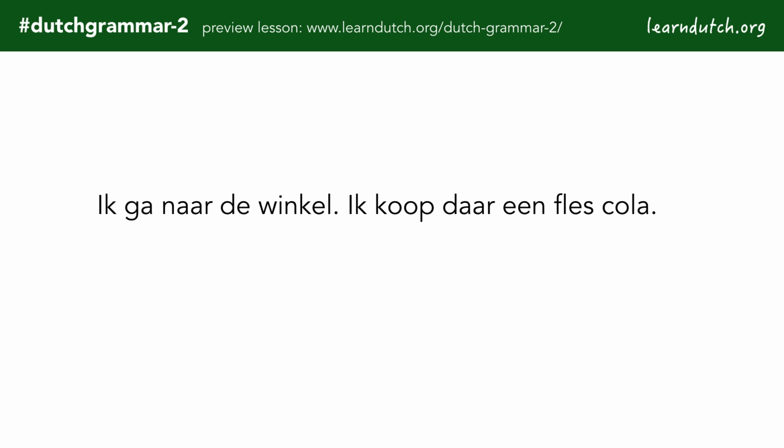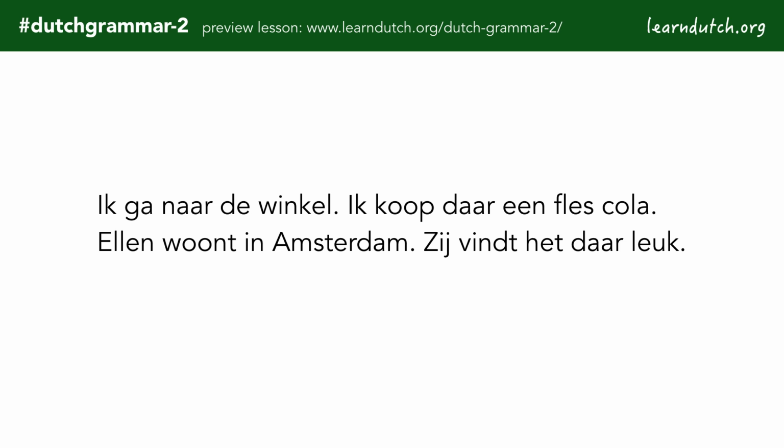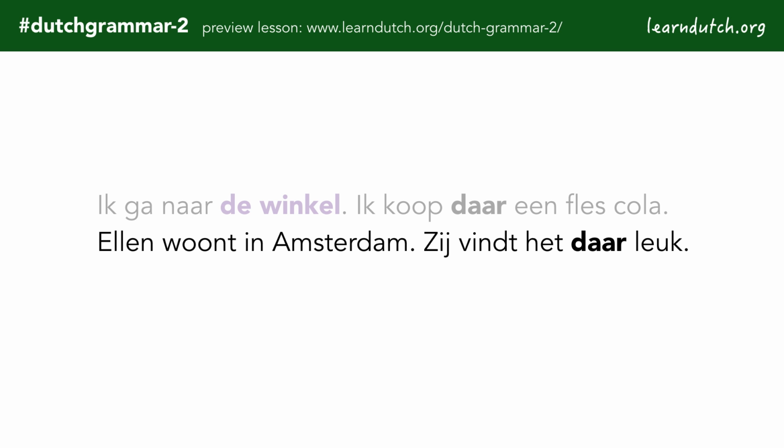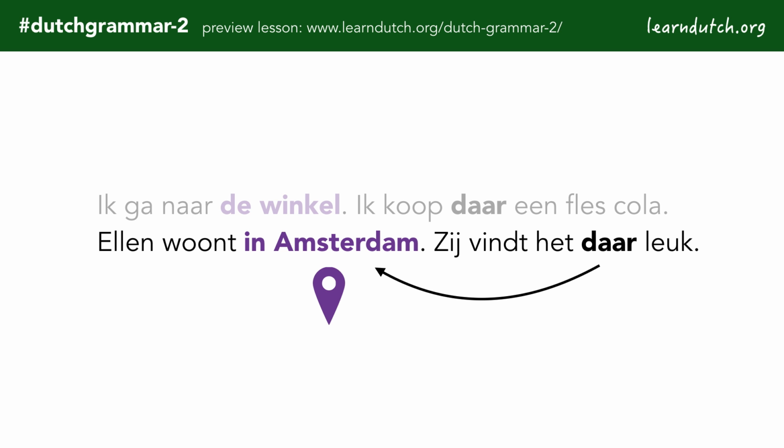Ik ga naar de winkel. Ik koop daar een fles cola. Ellen woont in Amsterdam. Zij vindt het daar leuk. The word daar means there. It refers to a place. In the first sentence, de winkel. And in the second sentence, in Amsterdam.